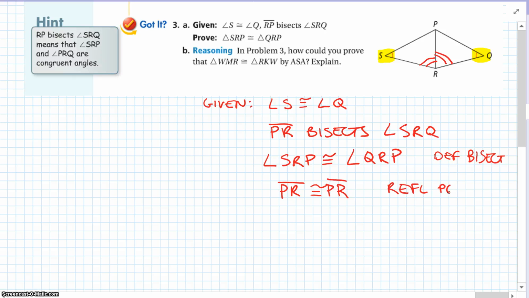So I have two congruent angles and a corresponding side. So I can say triangle WMR is definitely congruent to triangle RKW. Oh, sorry. Triangle SRP is congruent to triangle QRP. Okay?